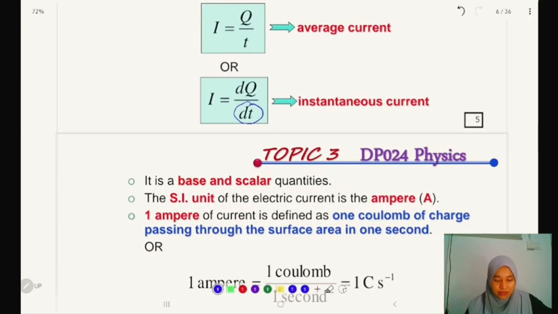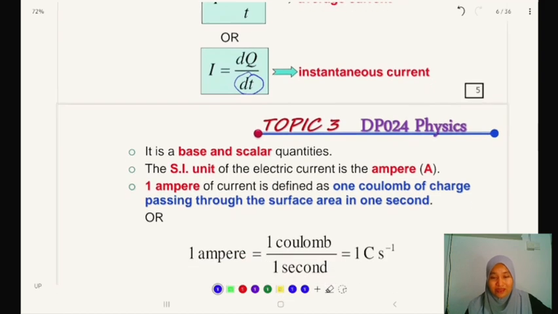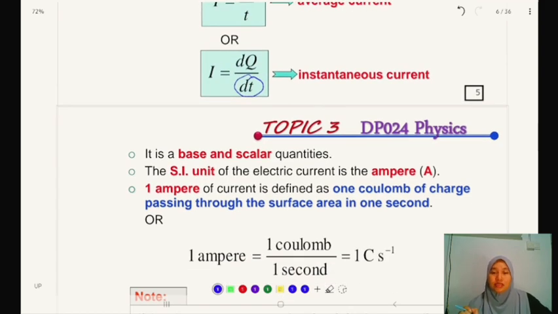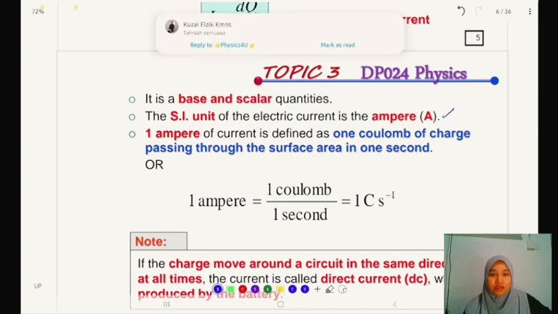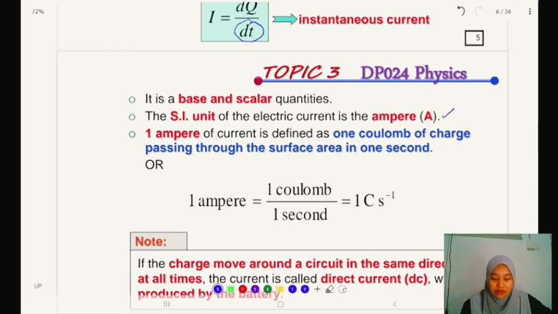So I is a base and scalar quantity. It is a scalar, even though it has direction. Its SI unit is the ampere, or amps, whatever. One ampere of current is defined as 1 coulomb of charge passing through the surface area in 1 second. So the formula is I equals Q over T, where charge Q, capital Q, has the unit coulomb.